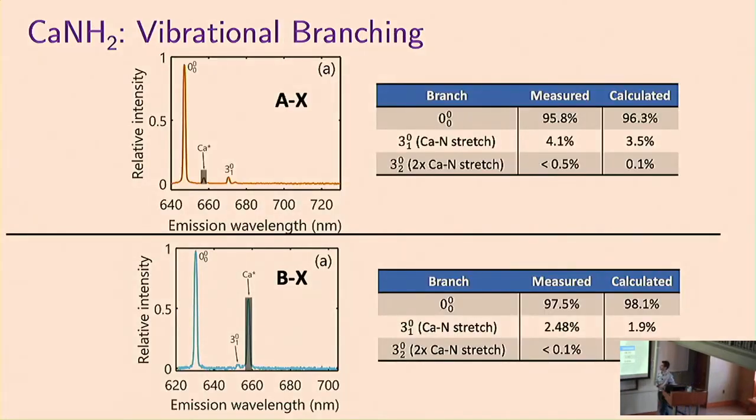For the 2 lowest electronic bands of CaNH2, we saw that indeed these branching ratios are highly diagonal, in the sense that the decay strongly favors not changing the vibrational state. Overall, for the A and the B state, the branching ratios are about 96 or 97%, and these agree extremely well with our calculations using normal mode analysis and the known geometries of CaNH2. So this is showing that not only are these transitions highly diagonal, but we essentially understand the vibrational branching ratios and what's giving these transitions strength.